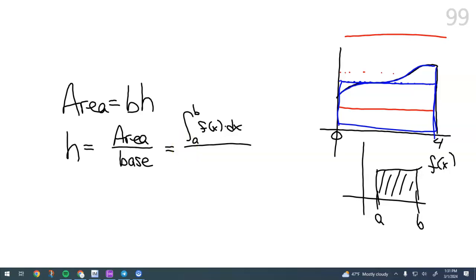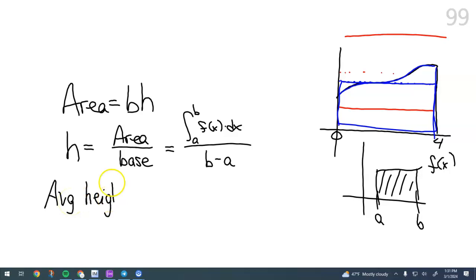Would you agree that that's the base? Like, if it's from 2 to 5, your base would be 3, right? It's just like the difference between those two x values. So, what is going on?